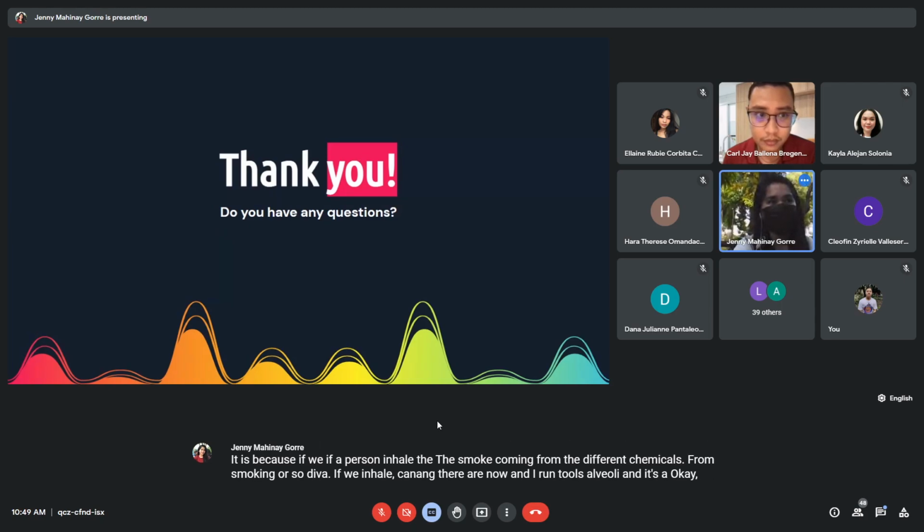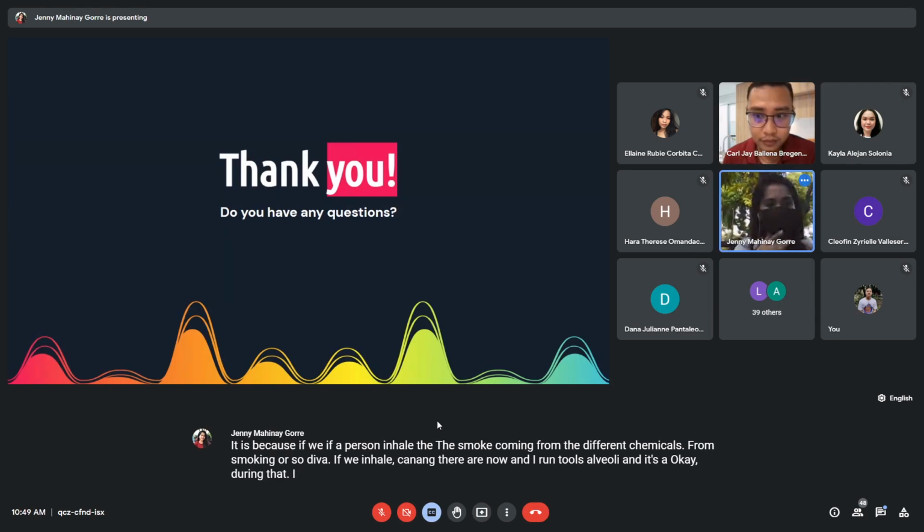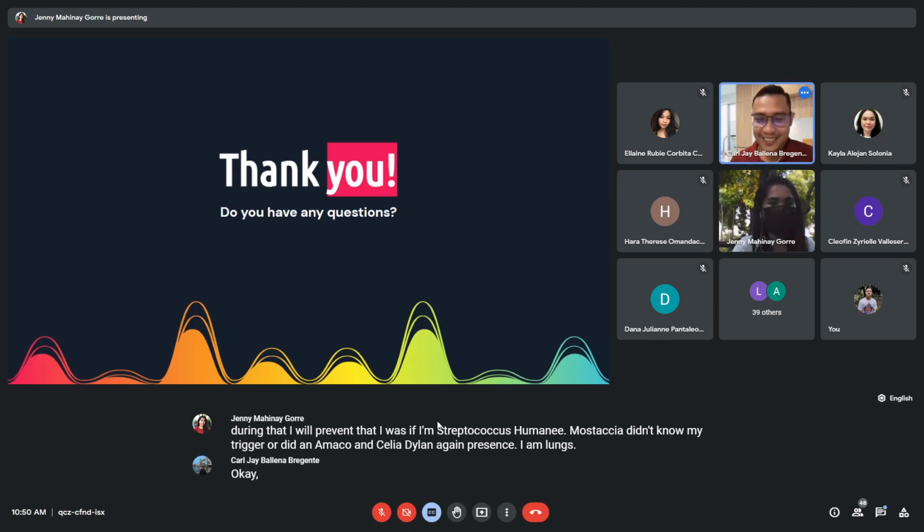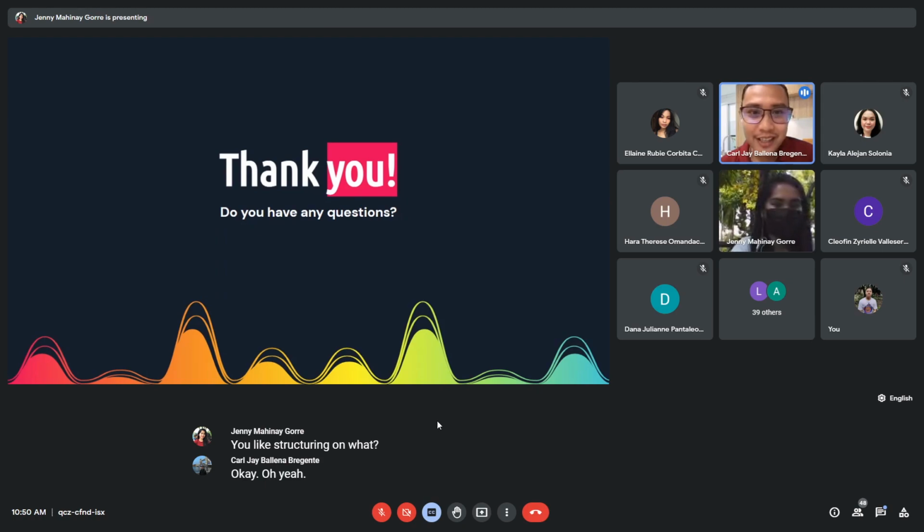So the cilia, sir, prevent the bacteria, like they sweep them away. If Streptococcus pneumoniae stays, the cilia can no longer sweep the bacteria present in the lungs. It is a hair-like structure that sweeps. So yes, it's correct. The cilia has an expulsatory activity, the mucociliary action.